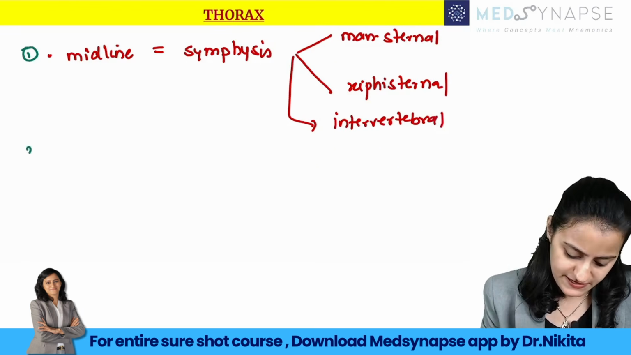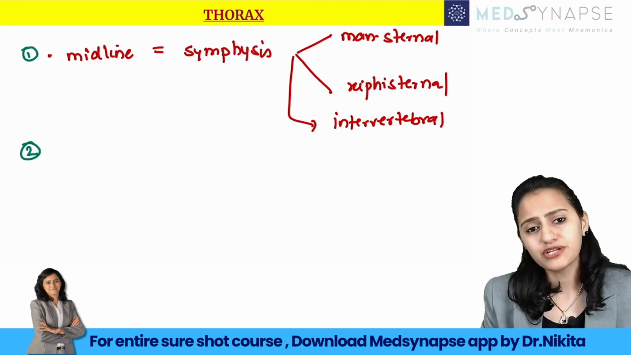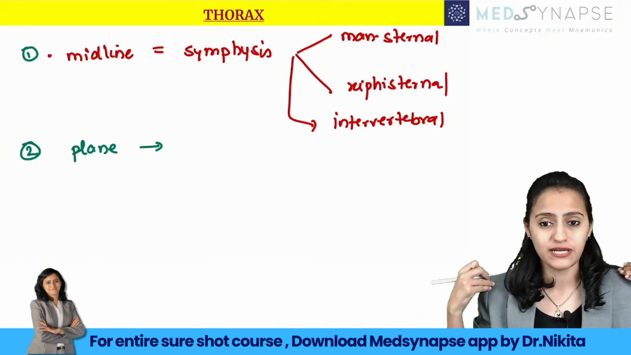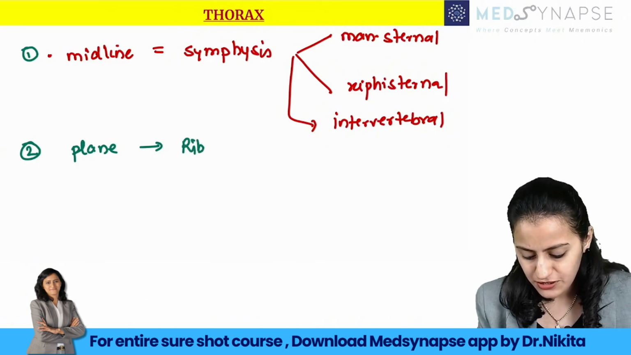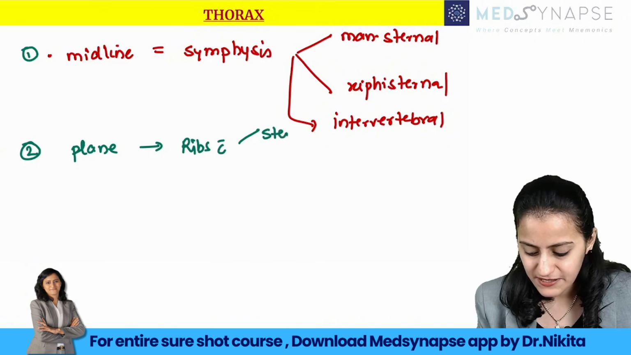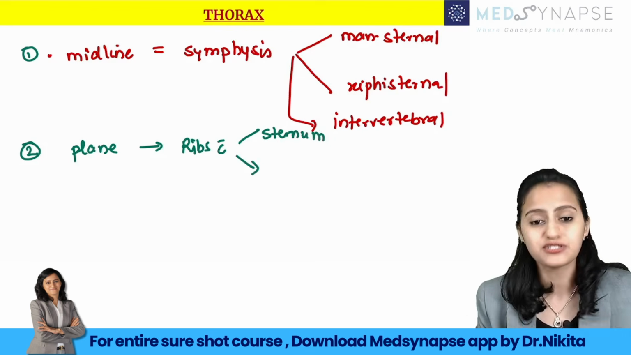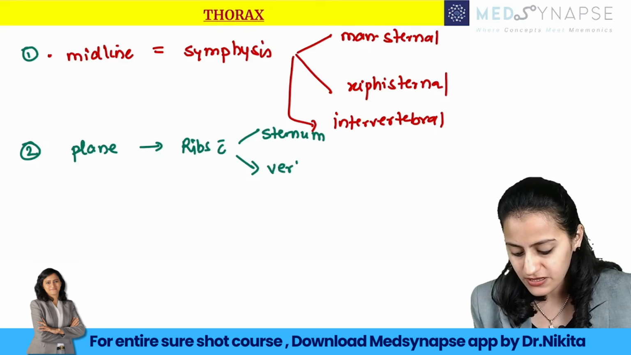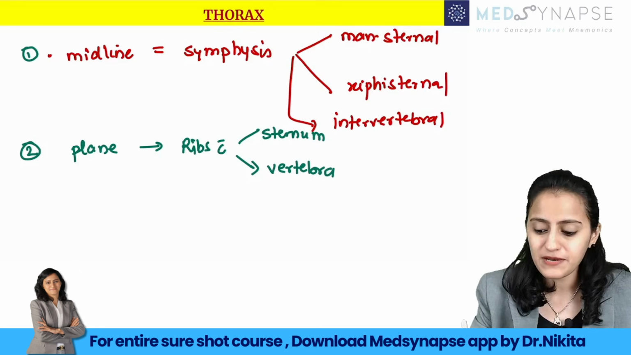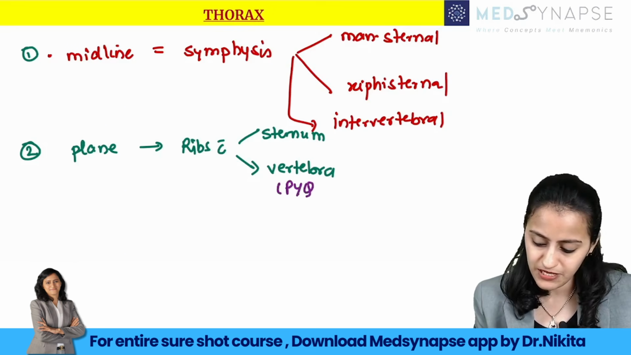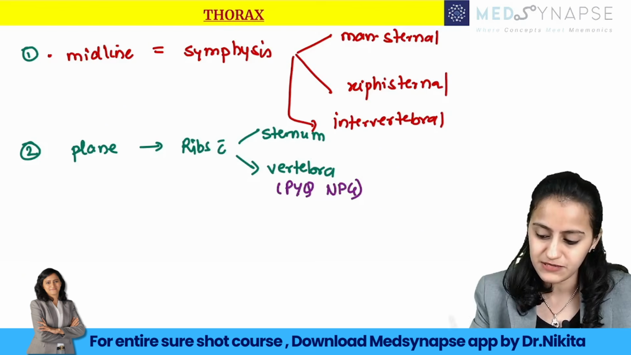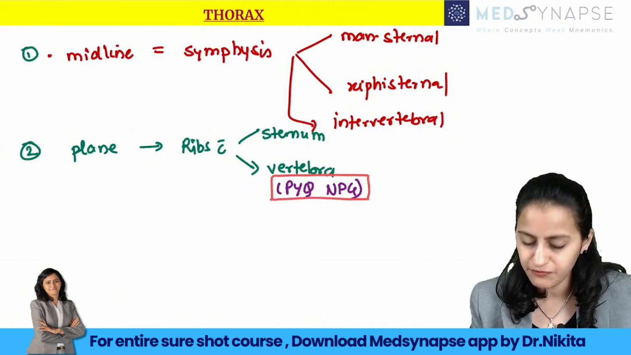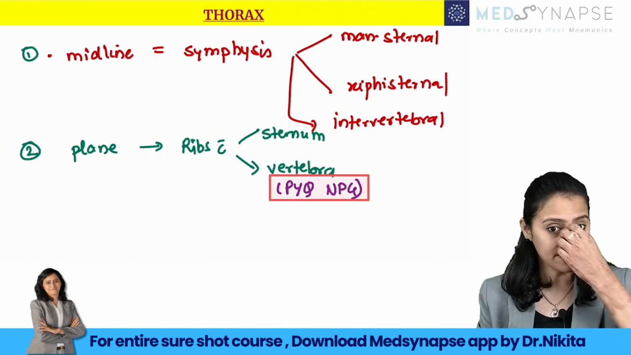That is symphysis. The next one, the majority of the joints in the thorax, you will see the plain synovial joints. So, the articulation of the ribs with the sternum, that is the sternocostal joint, and the ribs going and articulating with the vertebra. These are the plain synovial joints. This is your previous year question of NEET PG. So, very important. You should remember this.